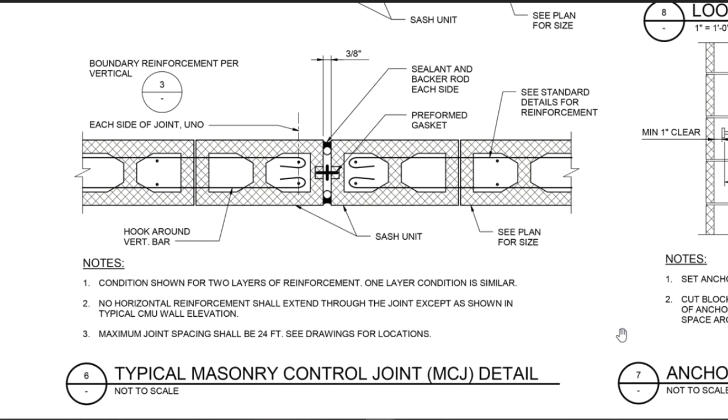Control joints are used in CMU walls to minimize random cracking. Condition shown for 1 and 2 layers of reinforcement. Horizontal reinforcement shall terminate through the joint except as shown in CMU elevation. Preformed gasket is typically used to prevent air movement between rooms. Joint spacing shall be 24 feet. We will review plan details for joint location and spacing in our next drawing.